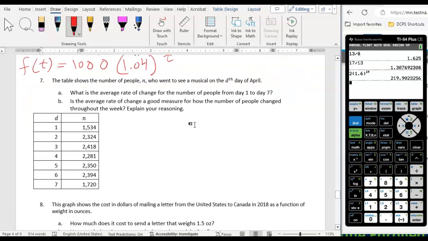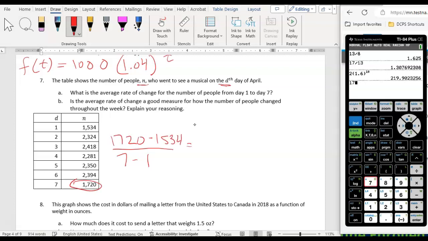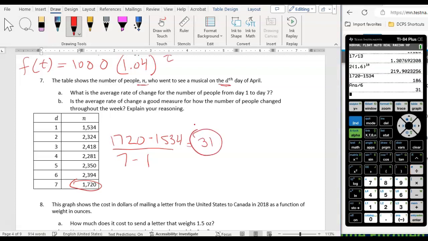The table shows the number of people n who went to see a musical on the 10th day of April. What is the average rate of change for the number of people from day 1 to day 7? So day 1 to day 7, we're going to do 7 minus 1. And then we're going to do our output, 1720 minus 1534, divided by 6, is going to be 31. So this would say that each day the number of people increased by 31.